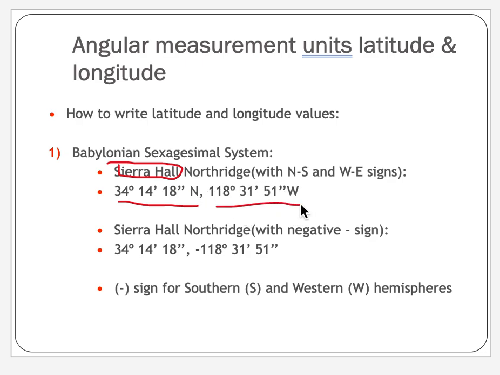You could also express it with a negative sign. So again, we know the northern hemisphere was a positive. So if it's positive, you just leave it alone. But if it's negative, you will put the negative in front. So the negative sign applied only to the western hemisphere, which this is west, as well as the southern hemisphere.